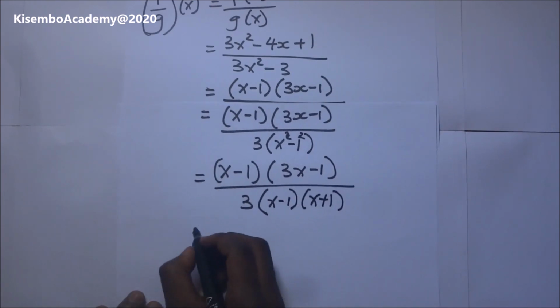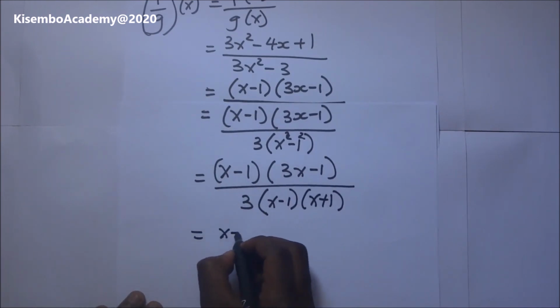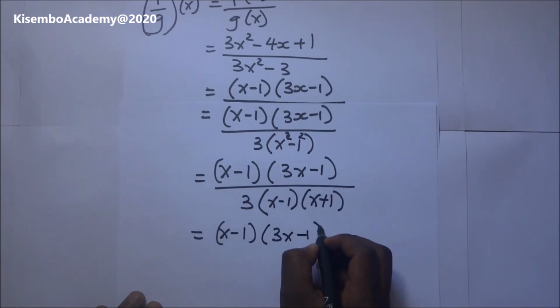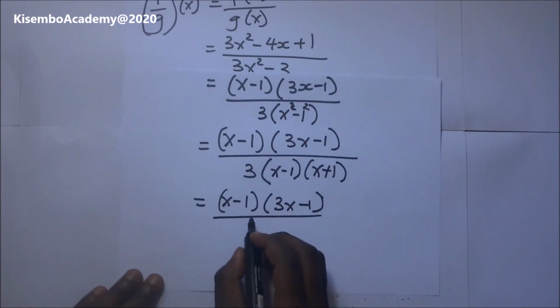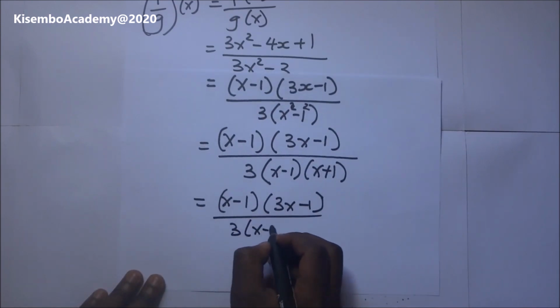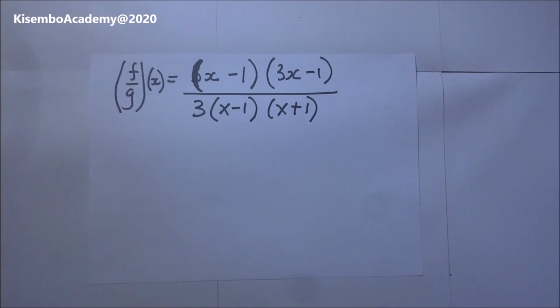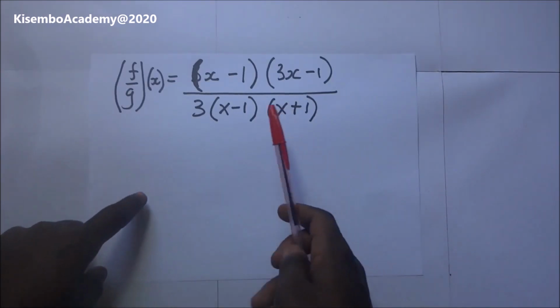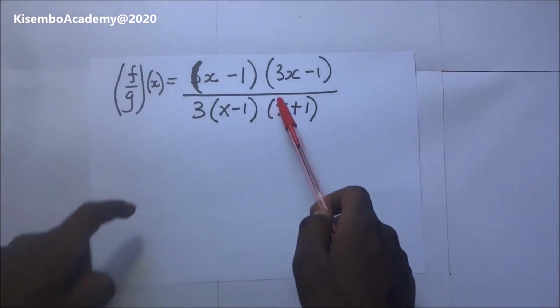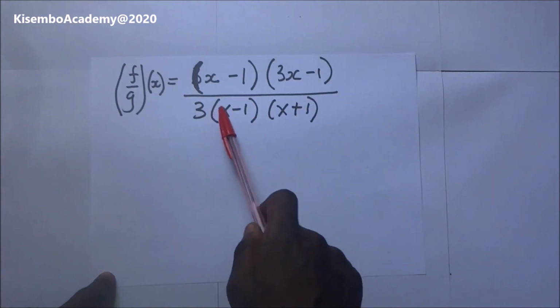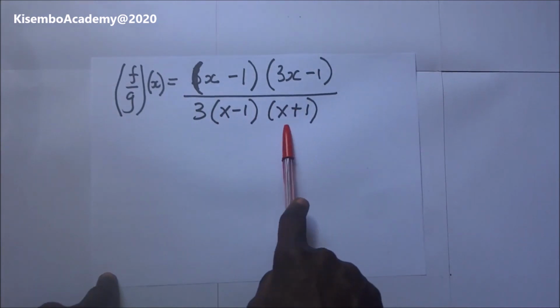And definitely this is going to become x minus 1 into 3x minus 1, divide that by 3 into x minus 1 into x plus 1. So our quotient function turns out to be like that. It turns out to be x minus 1 in brackets into 3x minus 1, all that in brackets, divide that by 3 into x minus 1 into x plus 1.